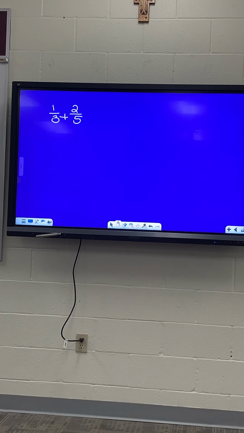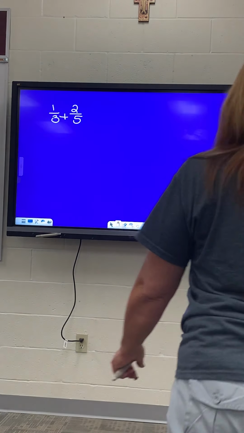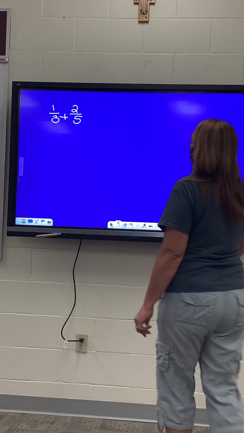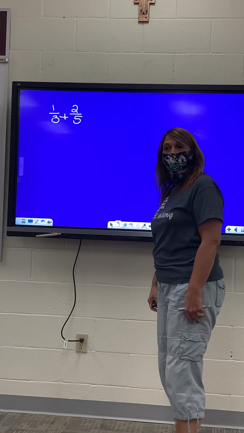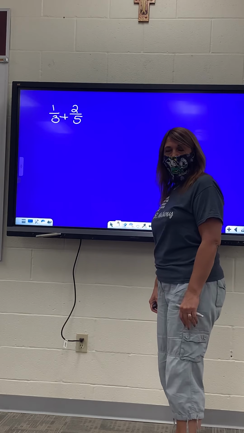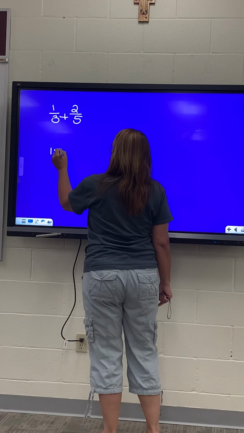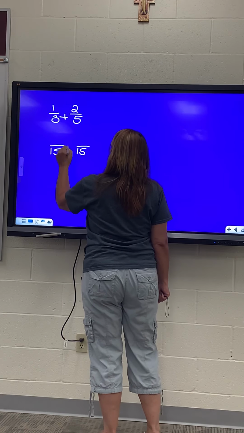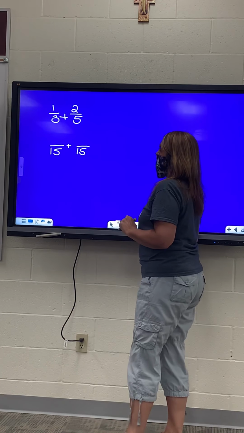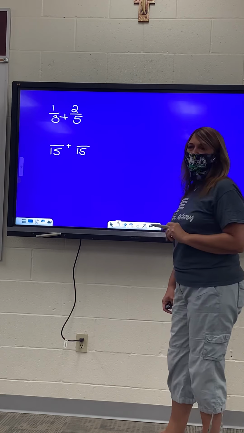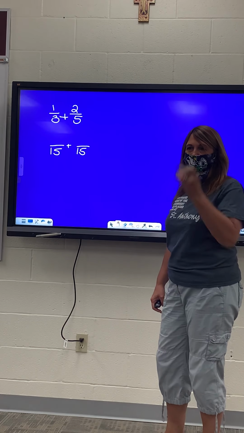Alright, how do you add fractions? So once you multiply 3 times 5, which is 15, because we need a common denominator. So you want this to become 15 and this to become 15. And you just said 3 times 5 got you there. How does that help you finish the fractions?